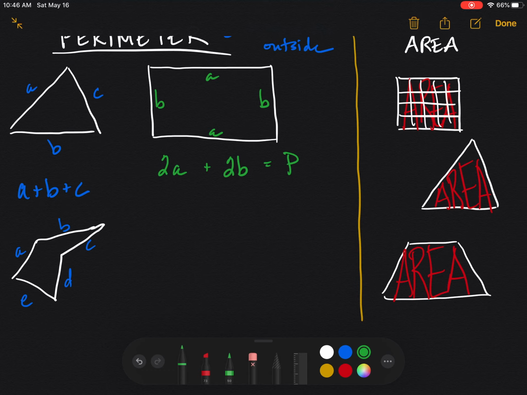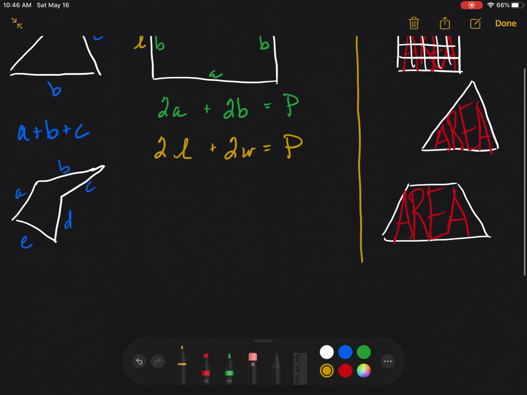Now, sometimes people might write it as length and width, right? In which case it would be 2 times the length plus 2 times the width equals the perimeter.